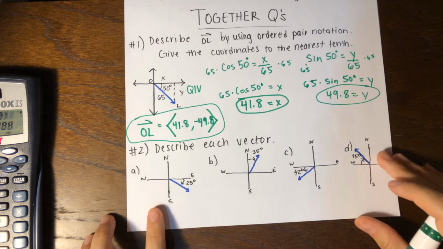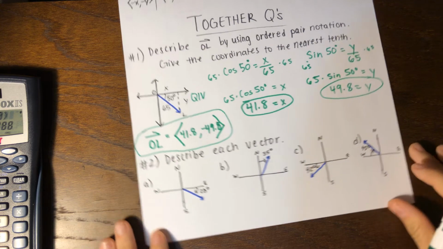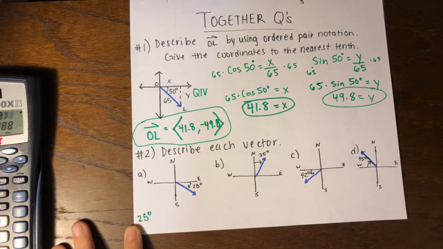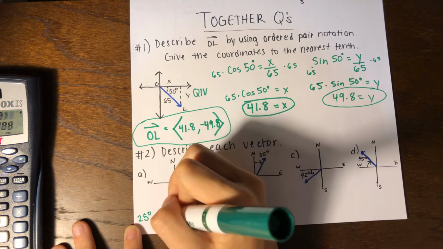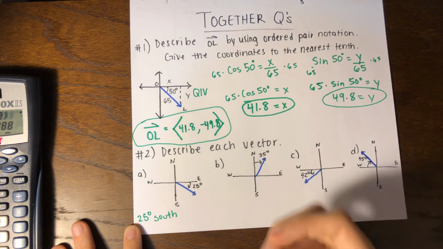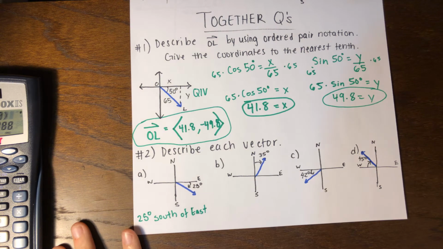Okay, let's go to the next one. It says describe each vector. So the vectors are written out for us. Now we just have to describe what it's saying to us. So when we look at the first one, we have a vector and the arrow's pointing down, away from east toward south, 25 degrees. So first you start by saying the degrees. So we have 25 degrees, and we went south, we went down, south. And where did we come from? It went from east to south. So of east.